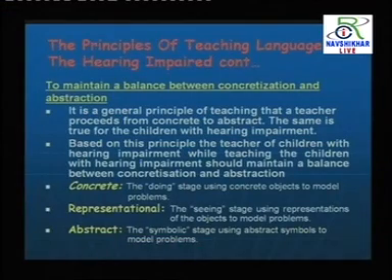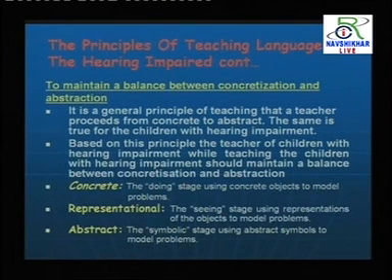It is a general principle of teaching that a teacher proceeds from concrete to abstract. The same is true for children with hearing impairment. Based on this principle, the teacher of children with hearing impairment should maintain a balance between concretization and abstraction. The doing stage, concrete objects to model problems. Representational or seeing stage, using representations of the objects to model problems, and symbolic stage, using abstraction to symbolize models.